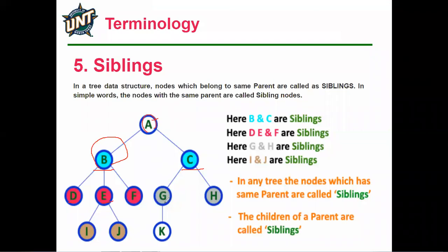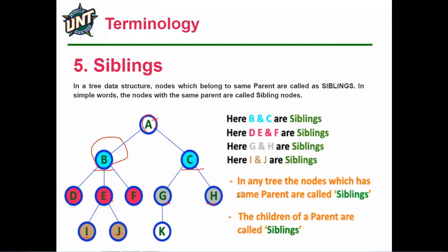Again, it's highlighting G and H in gray color. These are the siblings. Why? Because G and H belong to the same parent, that is C. Similarly with I and J, they both belong to the same parent, that is E.